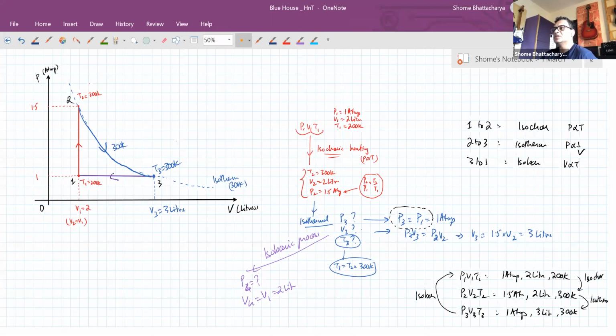Okay, so this question is a little bit technical. You have to be sure that you understand the graphs of each of these so that you can connect the unknown quantities. Or you can connect the processes by the graph and understand the unknown quantities.